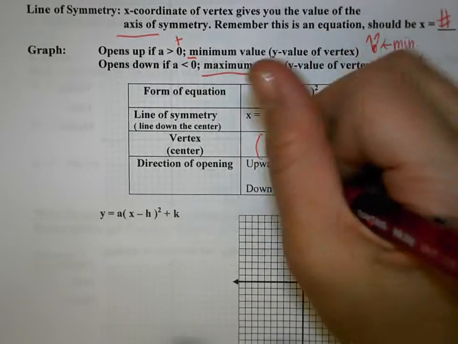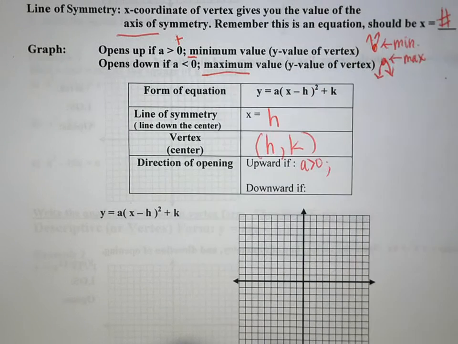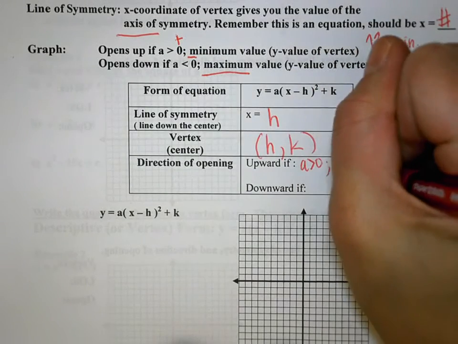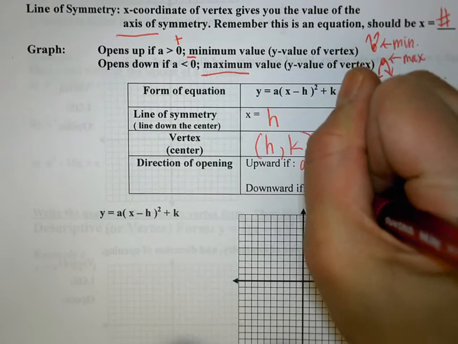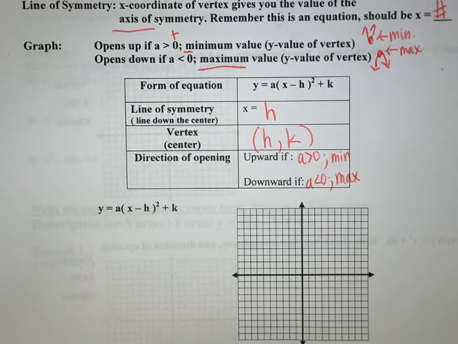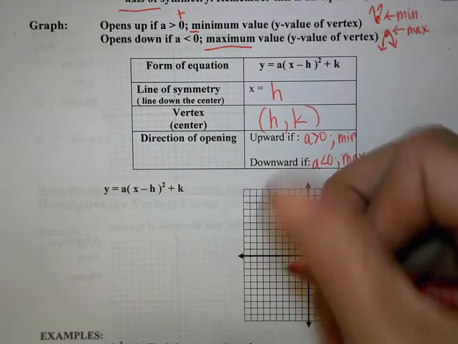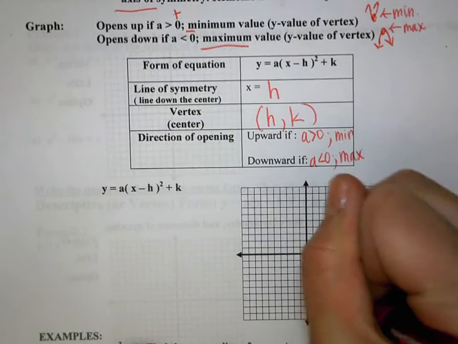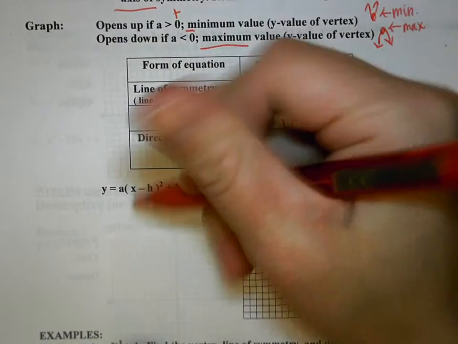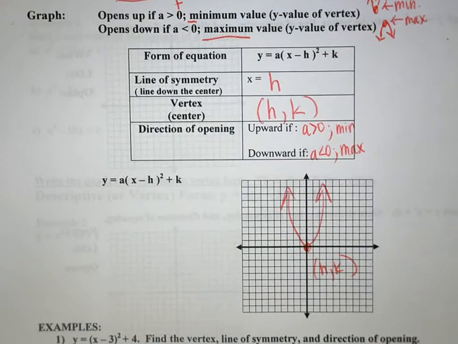Okay, so again, upward if a is greater than 0, which means that you would have a min. And downward if a is less than 0, which means that you would have a max. Okay, and then basically this is just kind of generic, but if this value right here was your h comma k, and notice that a is positive, your parabola just goes up like that.